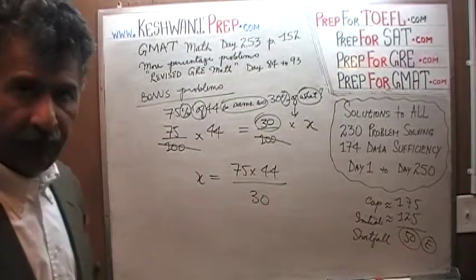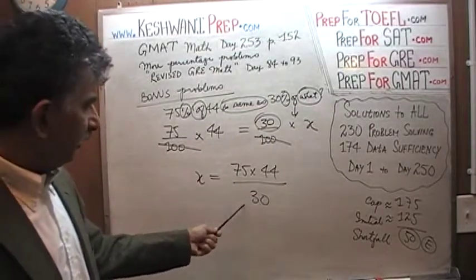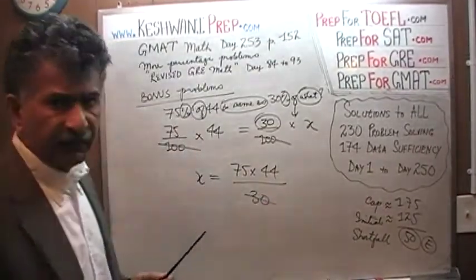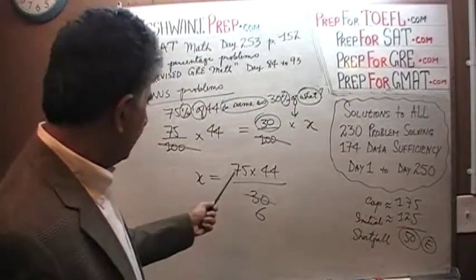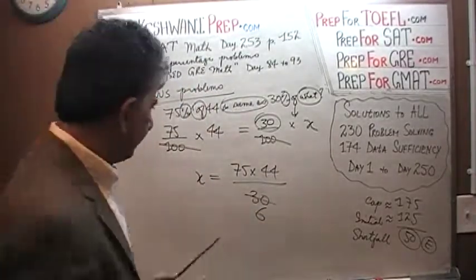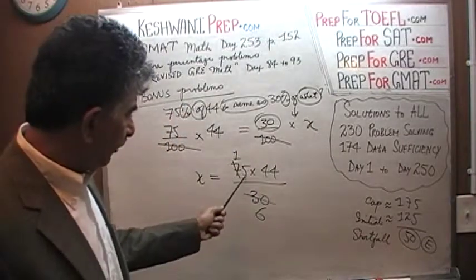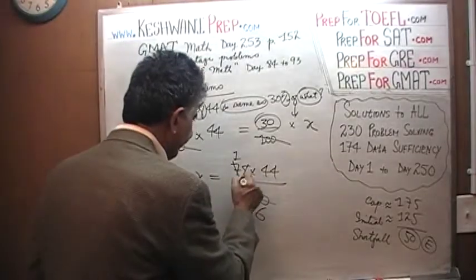Let's simplify, shall we? Let's reduce it. I see a 30 here, I see a 75 here, they're both multiples of 5. Let's divide top and bottom by 5. How many 5s in a 30? 6 5s make 30. And how many 5s in a 75? Let's find out. 7 has one 5. The remaining 2 joins the 5, becomes 25. And 25 has 5 5s.